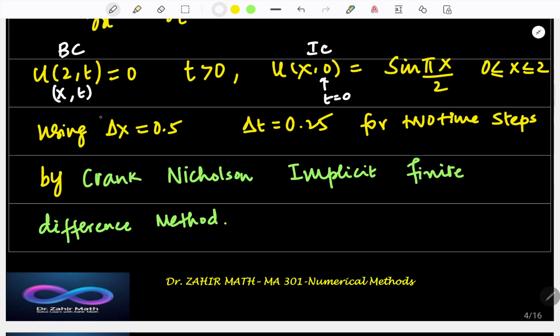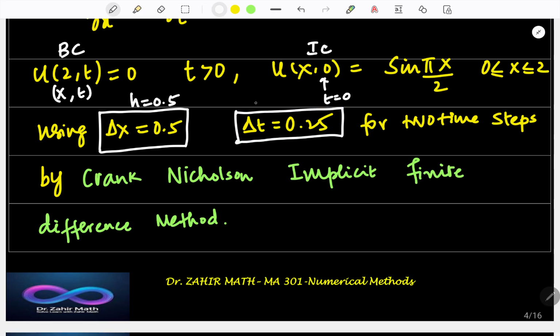Now it is given delta x is equal to 0.5. It means in this problem h is given as 0.5. And delta t, meaning k value, the jumping, is equal to 0.25. So no need to find h, no need to find k in this. For 2 time steps, you have to jump 2 times. That is the meaning of 2 time steps by the Crank-Nicolson method. Clear, all of you?